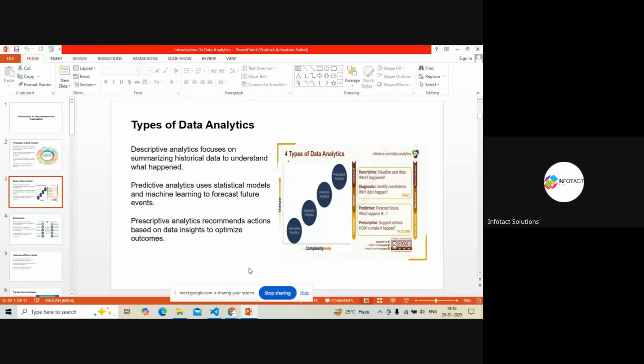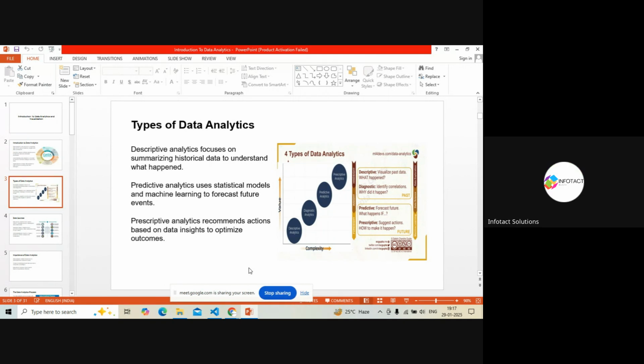Then the next term is predictive analytics. Predictive analytics uses statistical models and machine learning techniques to forecast future trends based on historical data, and it helps businesses anticipate outcomes and make proactive decisions. Got it? Yes, sir.